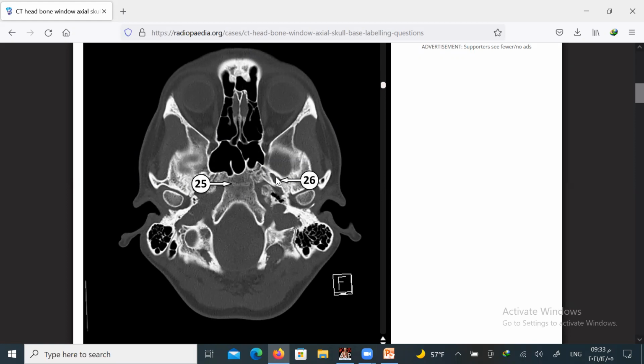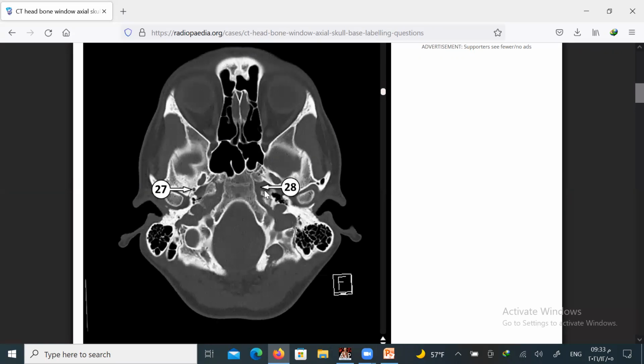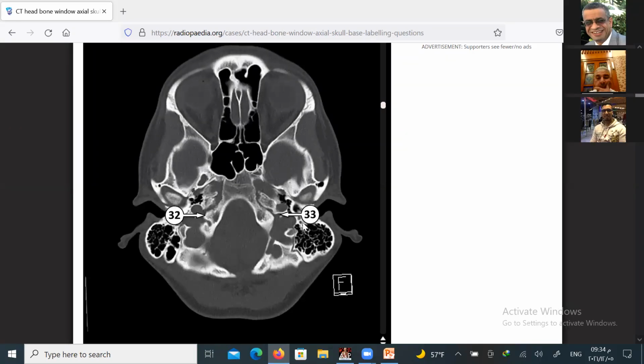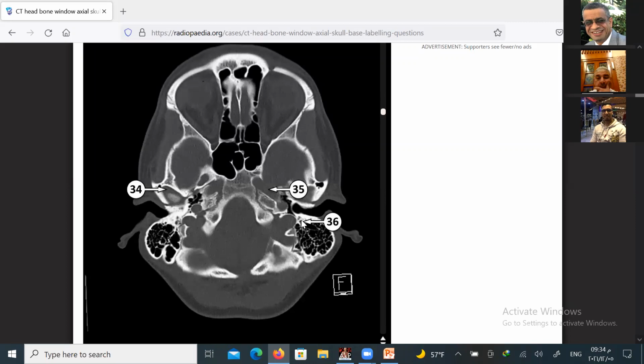This is also foramen ovale. And this is foramen lacerum. And this is foramen spinosum. This is the carotid canal. And this is the jugular foramen. This small foramen is called the stylomastoid foramen, which is the exit point of the facial nerve from the skull. This is the carotid canal that runs anteriorly in the carotid sulcus in the sphenoid body.